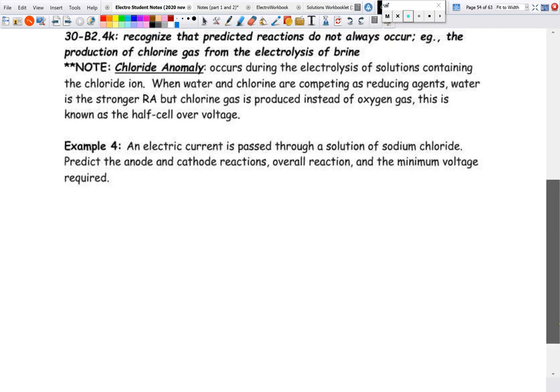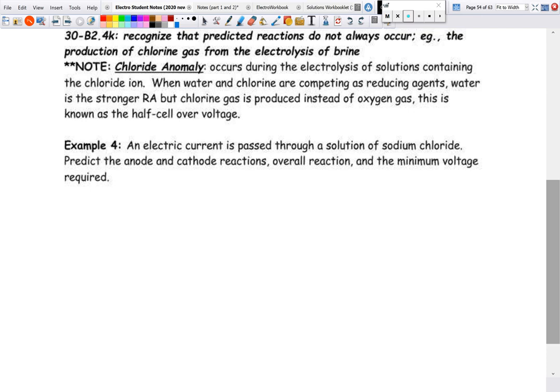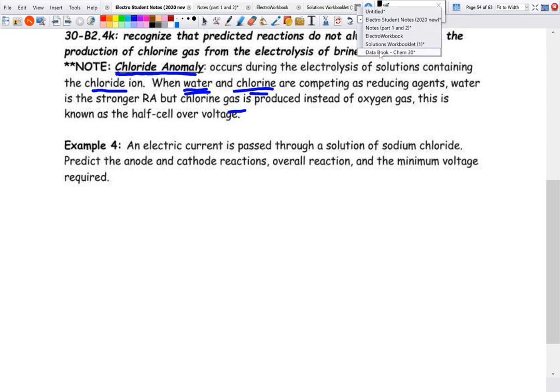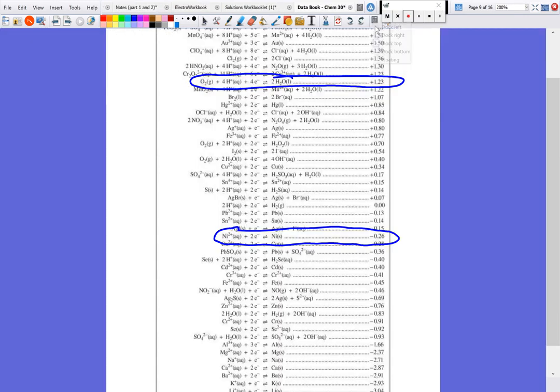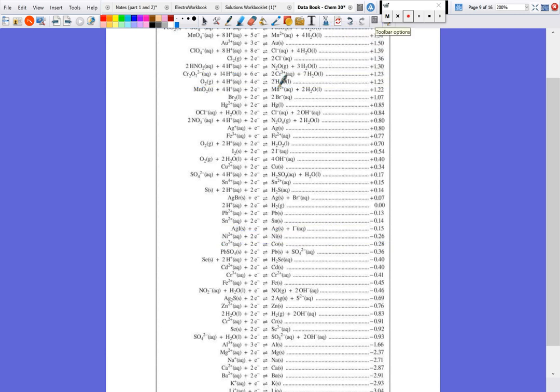I want to go on to the last thing for electrochemical cells, something called the chloride anomaly. What this means is that during electrolysis of a solution containing the chloride ion, when specifically water and chlorine are competing as reducing agents, water technically is the stronger reducing agent, but it is noted that if you do this reaction, chlorine gas is produced instead. So just looking at our data booklet, like I said, water is right here.